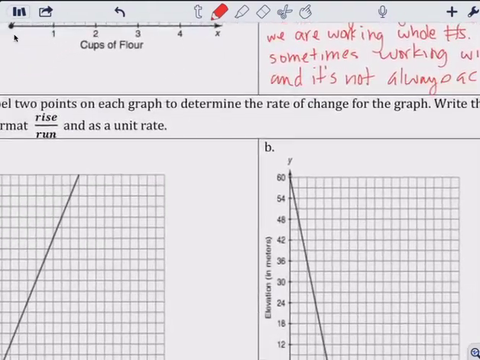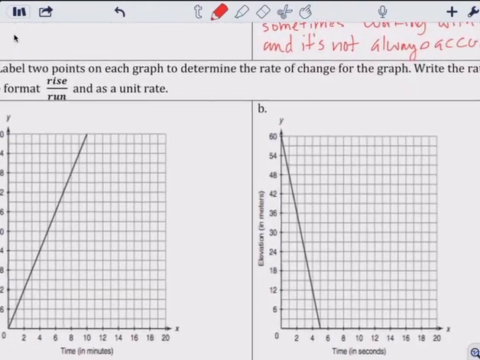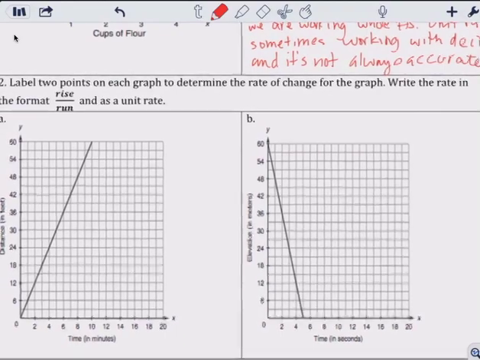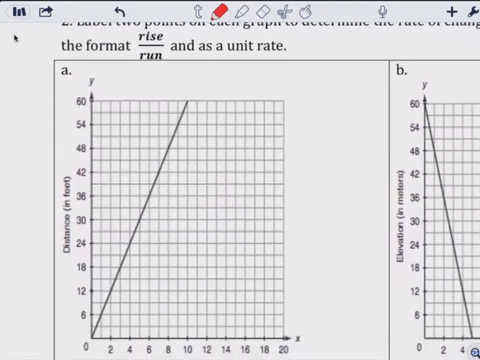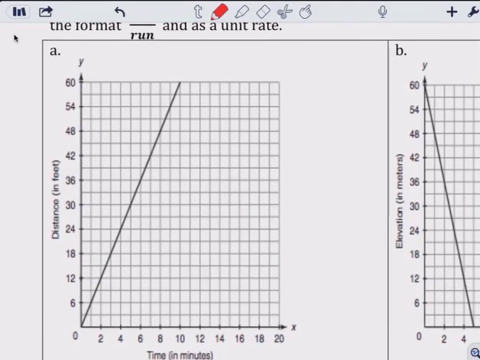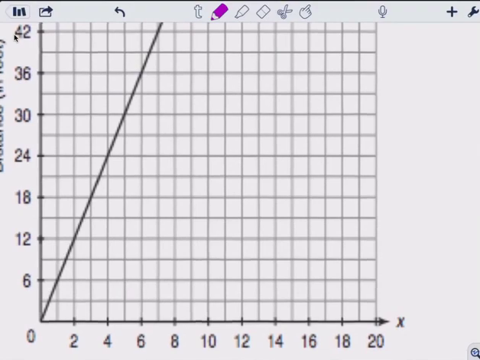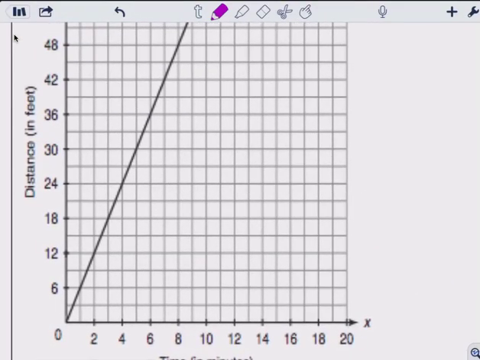Okay, now the next one: label 2 points on a graph to determine the rate of change. Write the rate of change in the format rise over run and as a unit rate. So here you need to put your dots where it would be whole numbers, correct? So where would you put the dot? 6, 36. 6 all the way up to 36. And where else?